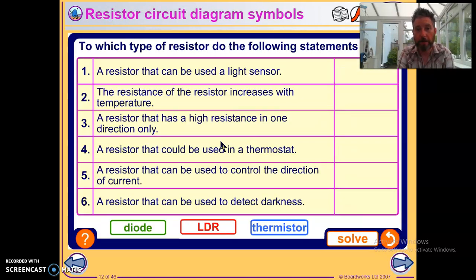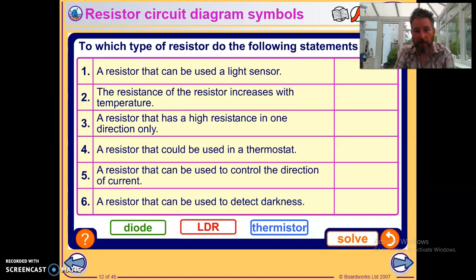Okay, so that's the last thing for us to do. At the very bottom here, there are some statements here that are for different types of resistor. So what would you use those different types of resistor for? So don't forget, a diode is a resistor that only works in one direction. An LDR is a light dependent resistor, and a thermistor is to do with temperature.